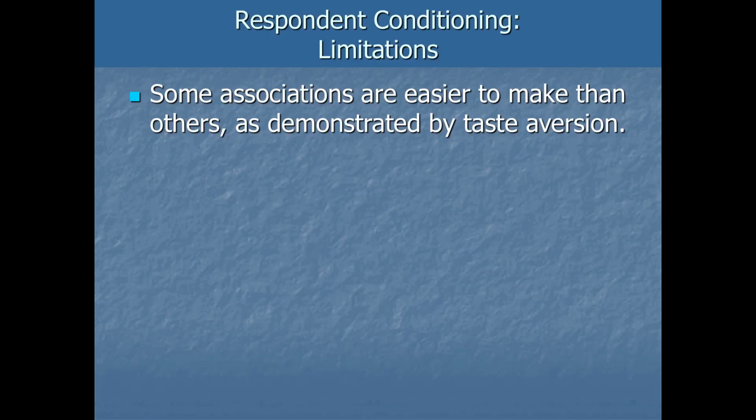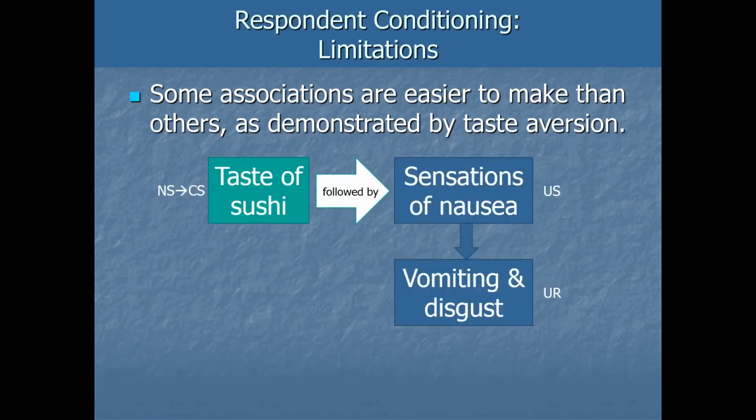Given that, it may not be surprising that taste aversion also shows us some limitations of respondent conditioning for similar biological reasons. So what we find when we try various experiments involving aversion learning is that some associations are easier to make than others. It's easier for our brain to make some connections than others. So, for example, it's fairly straightforward with our sushi scenario.